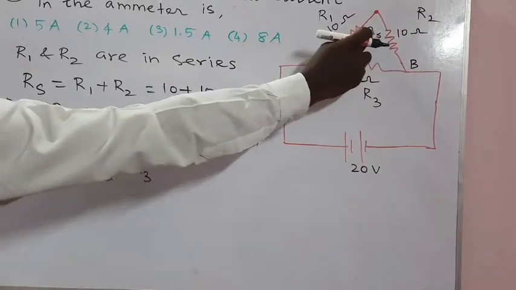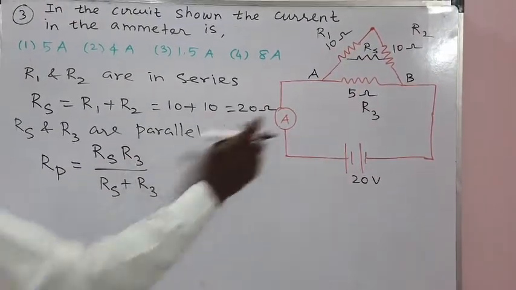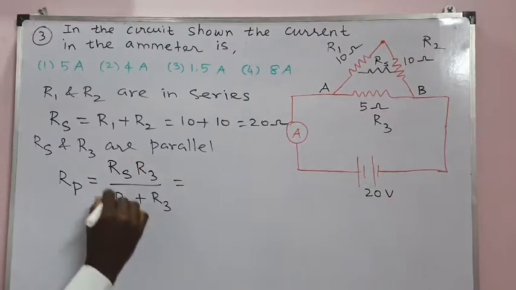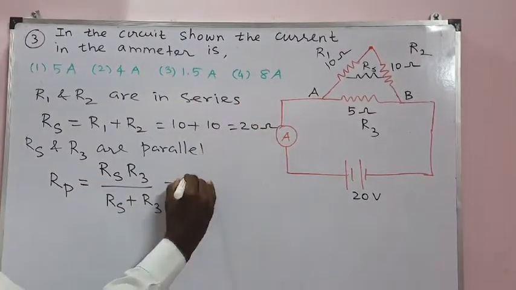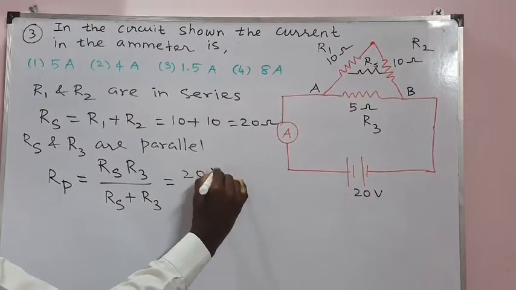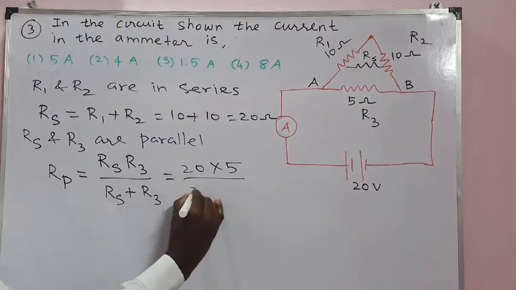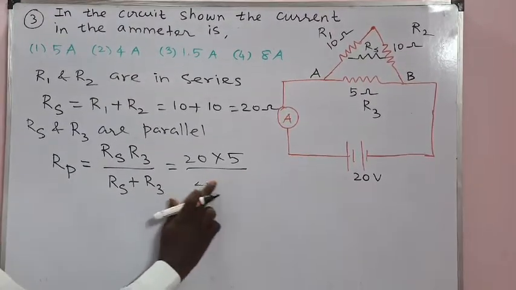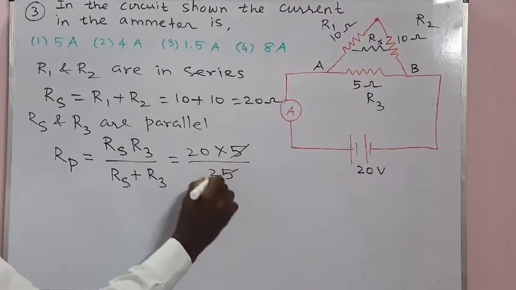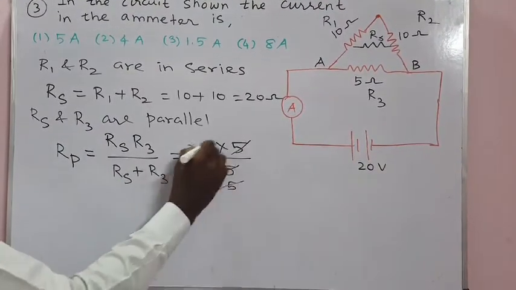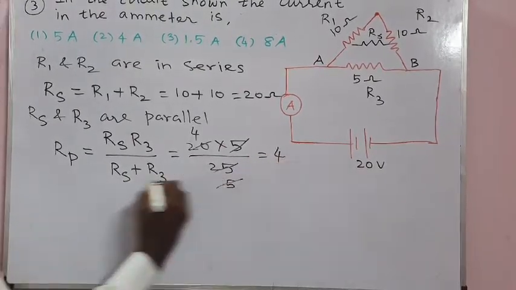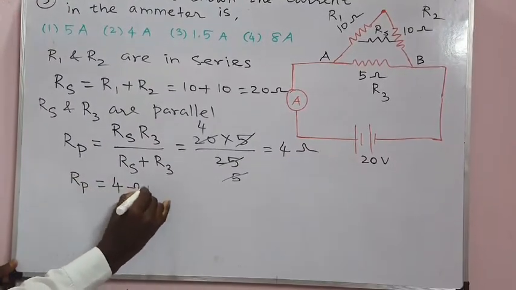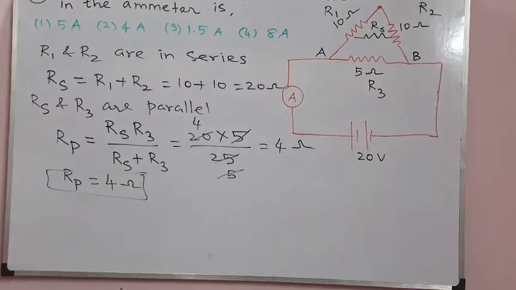Like the earlier final resistance in series, the final resistance is the product divided by the sum, or we could write 1 by R1, 1 by R2. If we write it this way, it is a little easier. So RS is 20 and R3 is 5, divided by 20 plus 5, which is 25. 1 5 is 5, 5 5s are 25, the remaining is 4. So RP is equal to 4 ohm. We have found RP is equal to 4 ohm.